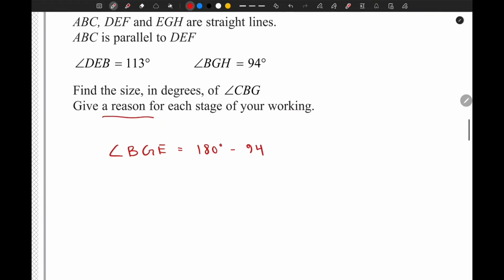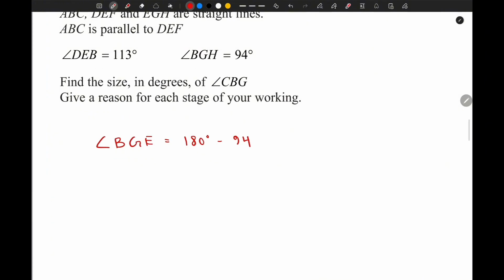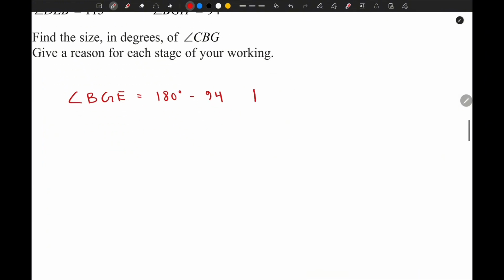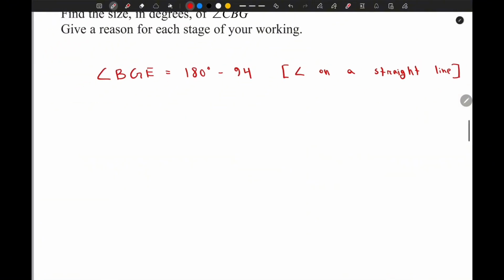And we need to give a reason for each stage of our working. So the reason for this is angle on a straight line. You can just write it like this. So this is equal to 180 minus 94. This is equal to 86 degrees.